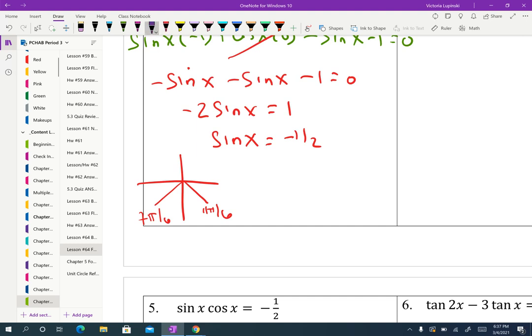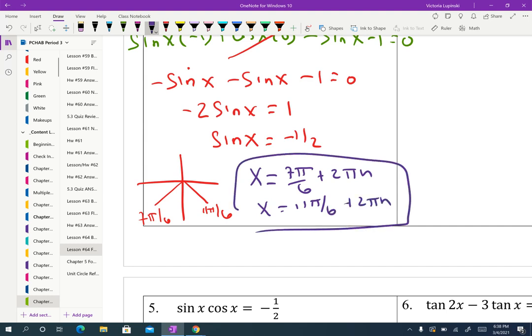Because of the fact that those values are not equidistant, you're going to have to start at 7 pi over 6 and go all the way around 2 pi n. And then you're going to have to start at 11 pi over 6 and go all the way around 2 pi n. So these should be getting faster. They should be getting easier the more you do of them. And again, because you have your formula sheet and your unit circle in front of you, I really don't see how you can go too wrong as long as you are utilizing them.